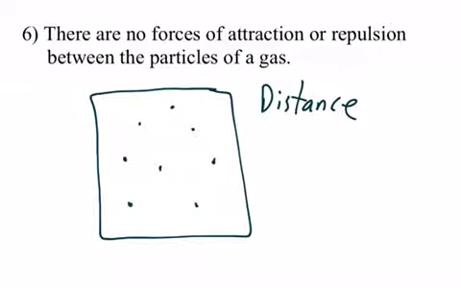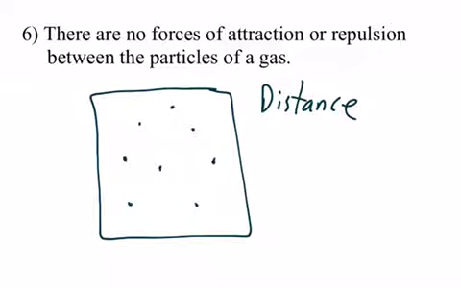Now, in the real world, that's not true. Gases can attract, they can repel. There are forces of attraction or repulsion, but they're very weak. And they're very weak because the particles are so far from each other that they don't really have a chance to interact. Since they're so weak, we're going to assume that they don't have any forces of attraction or repulsion.